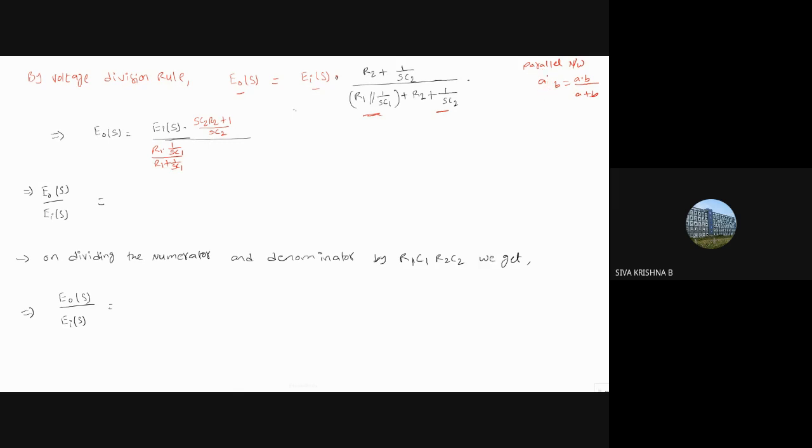This is the parallel symbol, or else you can take like this also. A parallel B, that means A into B by A plus B, plus, so here again R2 SC2 plus 1 by SC2. So that is equals to Ei of S into S R2C2 plus 1 by SC2 whole divided by. So do the simplification again here. If you do here, denominator and this one gets cancelled. Now I am writing R1 by R1 SC1 plus 1.